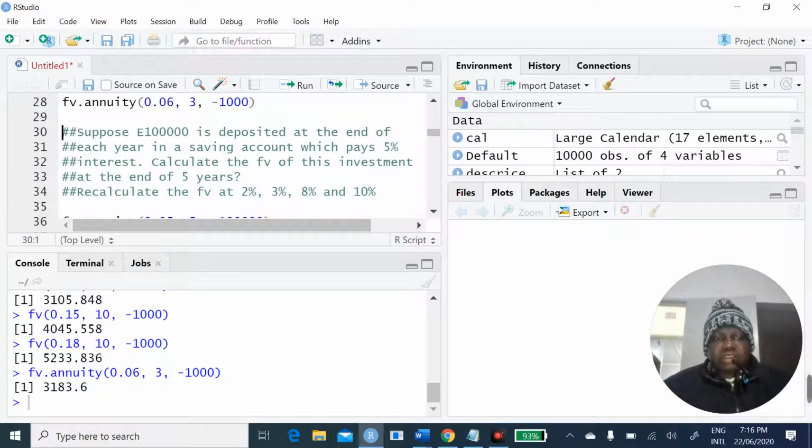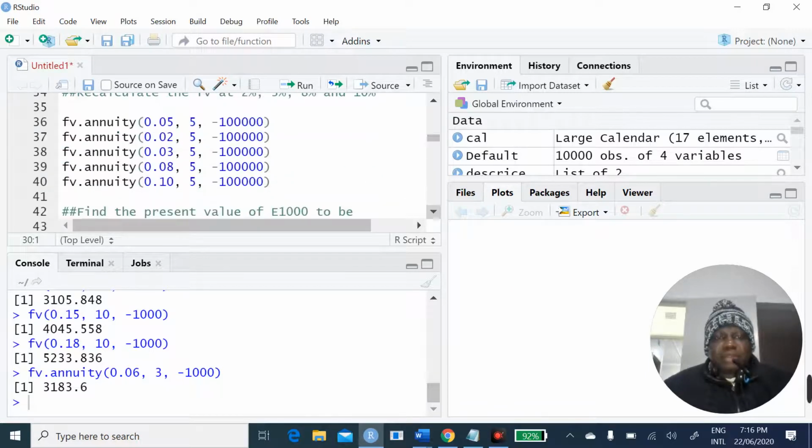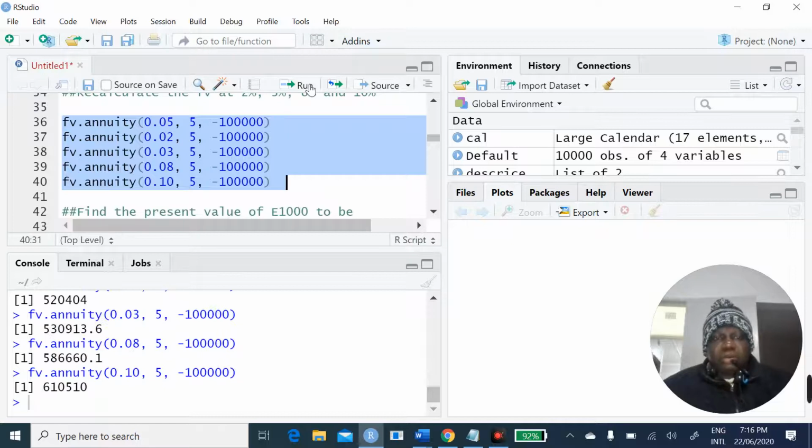So to practice, suppose 100,000 Emalangeni is deposited at the end of each year in a savings account which pays 5% interest. Calculate the future value of this investment at the end of 5 years. Recalculate at 2%, 8%, and 10%. So let's run everything, and you see the way it's changing.